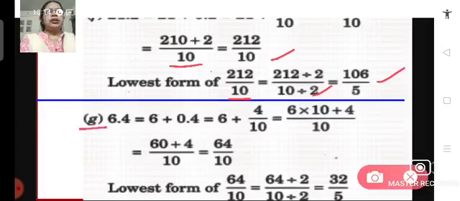Now next is G, 6.4. 6.4 means 6 plus 0.4, and 0.4 is 4 tenths. So we write 6 plus 4 upon 10, which can be written as 6 into 10 plus 4 upon 10. That means it is 60 plus 4 upon 10. That means it is 64 upon 10. Now for the lowest form of 64 upon 10, we divide both by 2. What do we get? We get 32 upon 5. So we get the lowest form of the fraction 64 upon 10 as 32 upon 5.